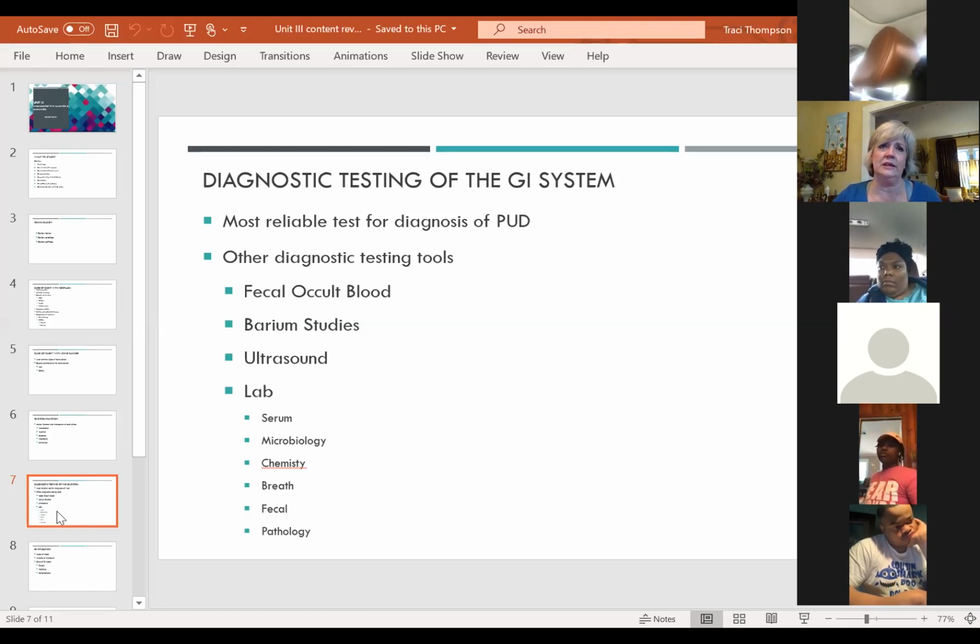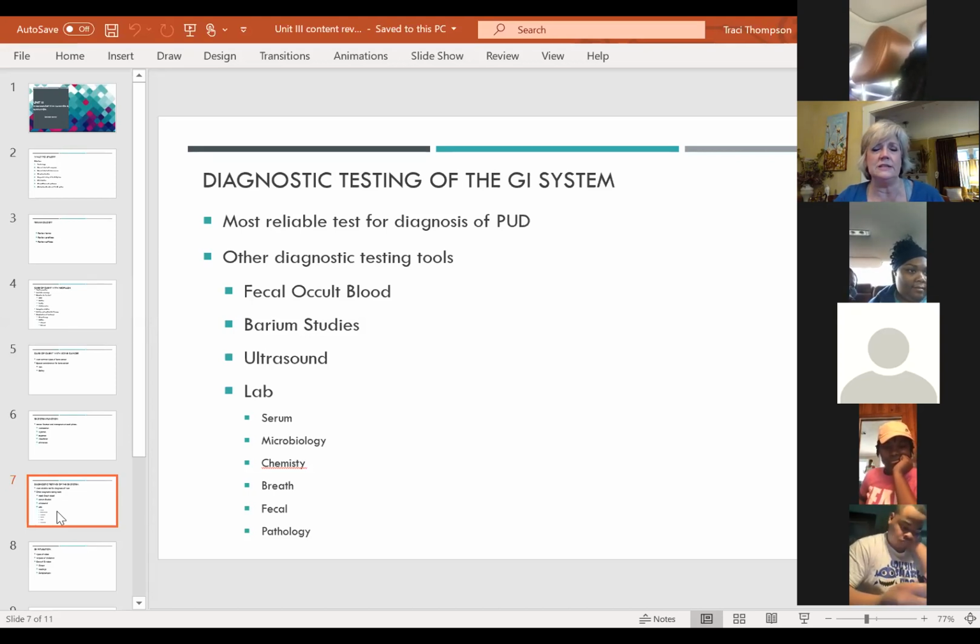Chemistry, we're going to check the sodium, the potassium. We're going to check other electrolytes there. And then we may do a breath urea test. We can do a urea test on fecal matter. And then pathology, we're checking it for any type of cancer. So those are the labs that you may see.